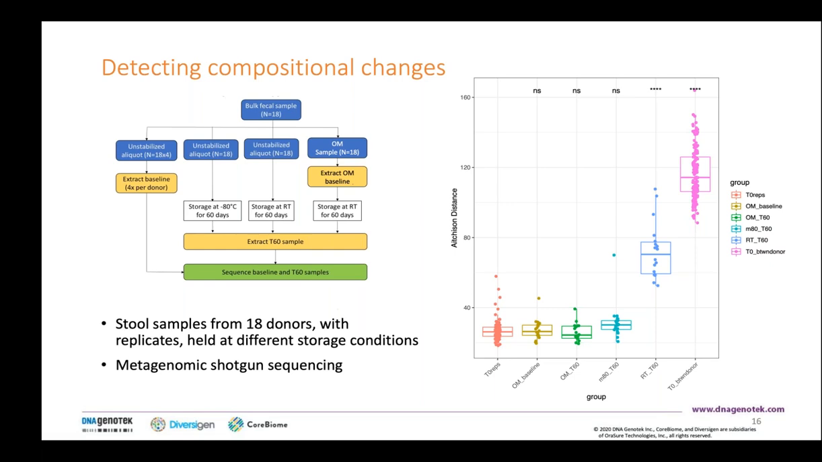shotgun sequencing was performed. So looking at the Aitchison distance, our baseline comparison is the replicate variance. So these are just sample replicates and what we expect from any normal sample process. The samples that were stored in OM chemistry are on par with sample variation. And then the gold standard -80 collection is indistinguishable. So these are good methodologies for collection. In contrast, samples held at 60 days at room temperature show a huge shift in the microbiome composition, approaching that of the donor-to-donor differences.